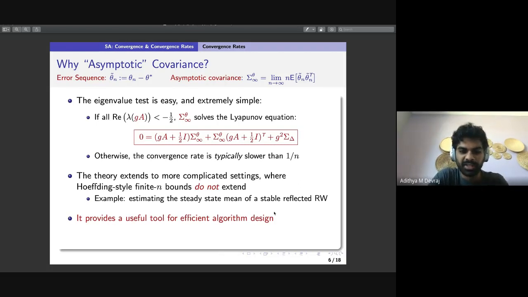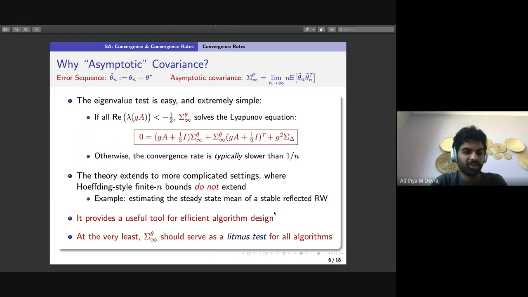But for our purposes, the reason we like asymptotic variance theory is that it provides a useful tool for efficient algorithm design. Our goal is not really to get good performance bounds. Our goal is really to come up with good algorithms that perform well in practice. And so far for me, the asymptotic variance theory has helped a lot in trying to come up with good algorithms.